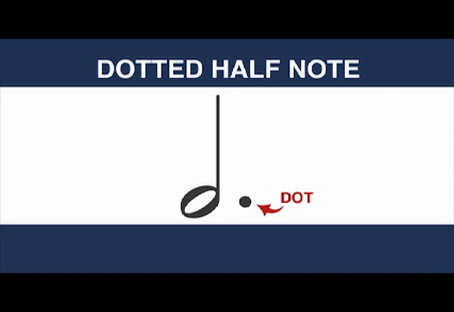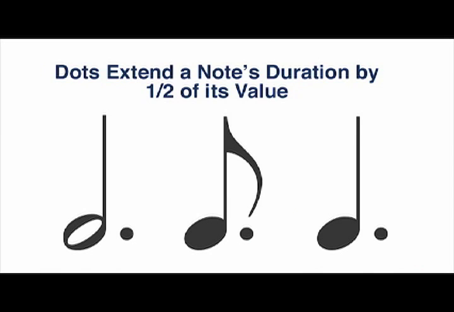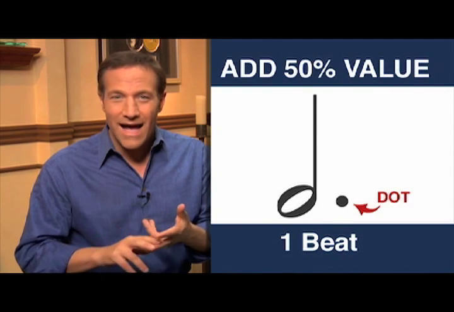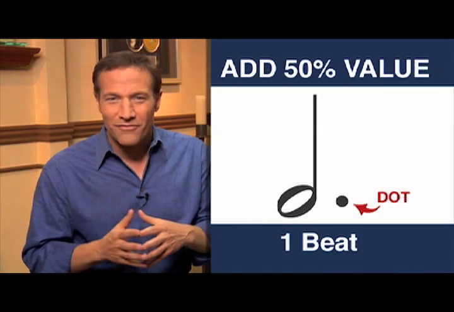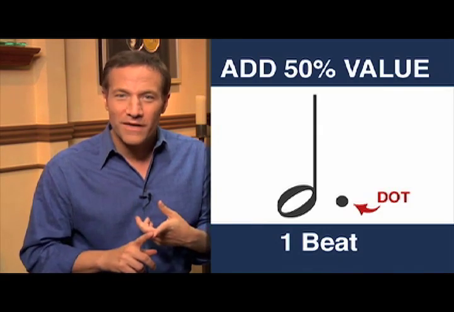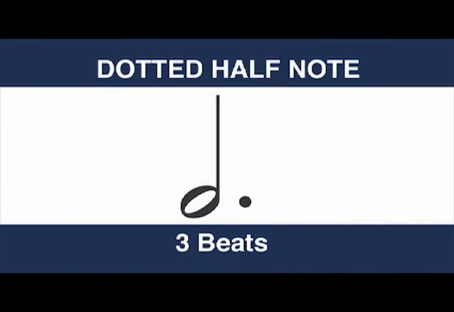That's because the purpose of the dot is to extend the associated note's duration by half of its original value. So a half note equals 2 beats, and the dot adds another 50% of that half note value, which is 1 more beat. So 2 beats plus 1 beat are 3 beats.